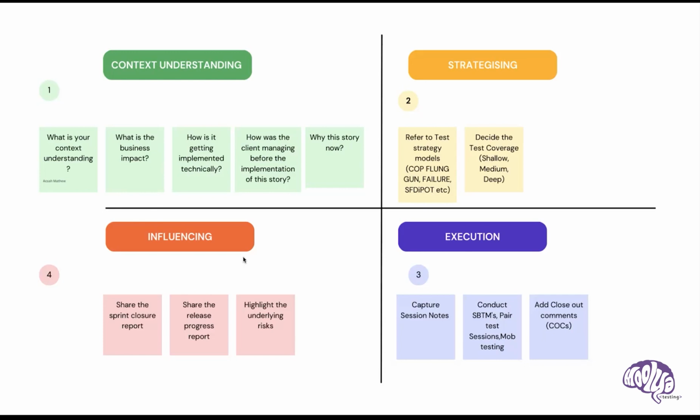When I say highlighting the underlying risks, I have added it in influencing, but I believe we should be doing it in each and every quadrant, starting from context understanding. When we ask these questions and brainstorm with developers, we would definitely come up with risks or problems, and we are going to highlight them right from the context understanding part itself. So as a tester, we have to highlight the risks as well. Like I said earlier, the 4 quadrants, which are context understanding, strategizing, execution, and influencing, remain the same, but the way we implement them would change based on the context.